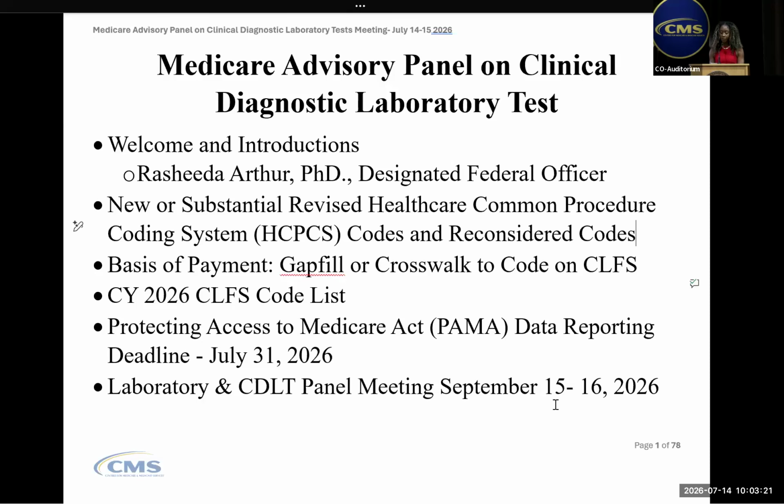After consideration of the information from the ALM, the public comments, and the CDLT panel recommendations, we generally post preliminary payment determinations on our website in September or early October of each year. We accept additional public comments following the posting of the preliminary payment determinations through October of each year.